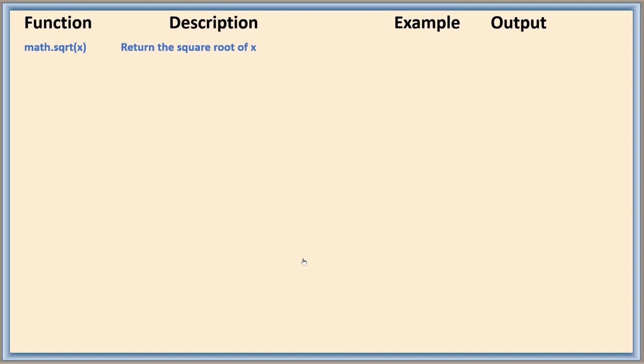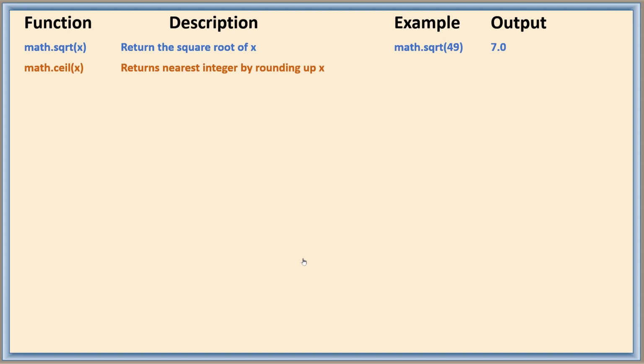First one, math.sqrt, and then one argument is given. So this will return the square root of the number given. For example, here math.sqrt of 49. The square root of 49 is 7. The output will be given using the floating point data type, that is 7.0.